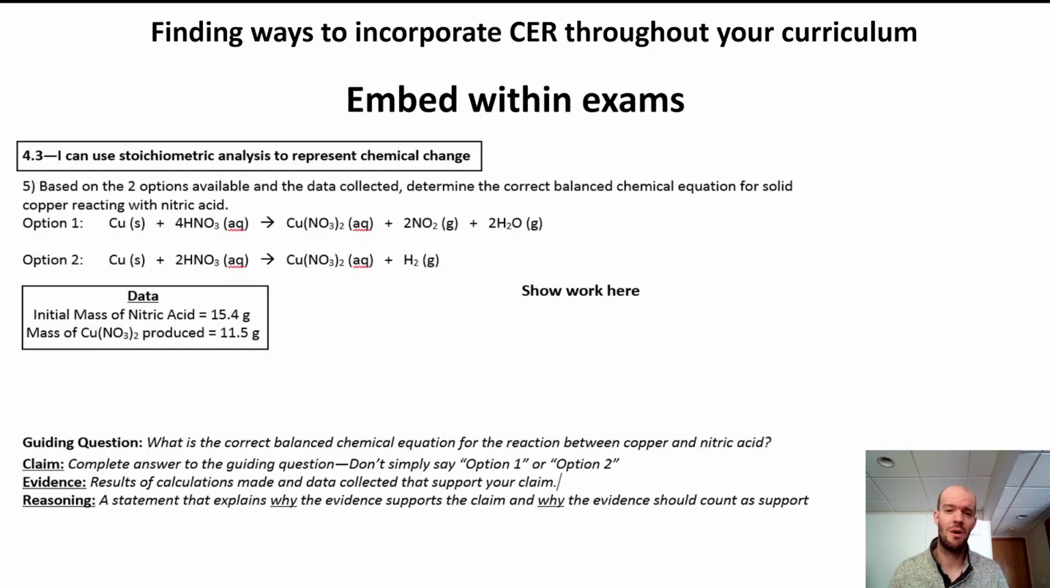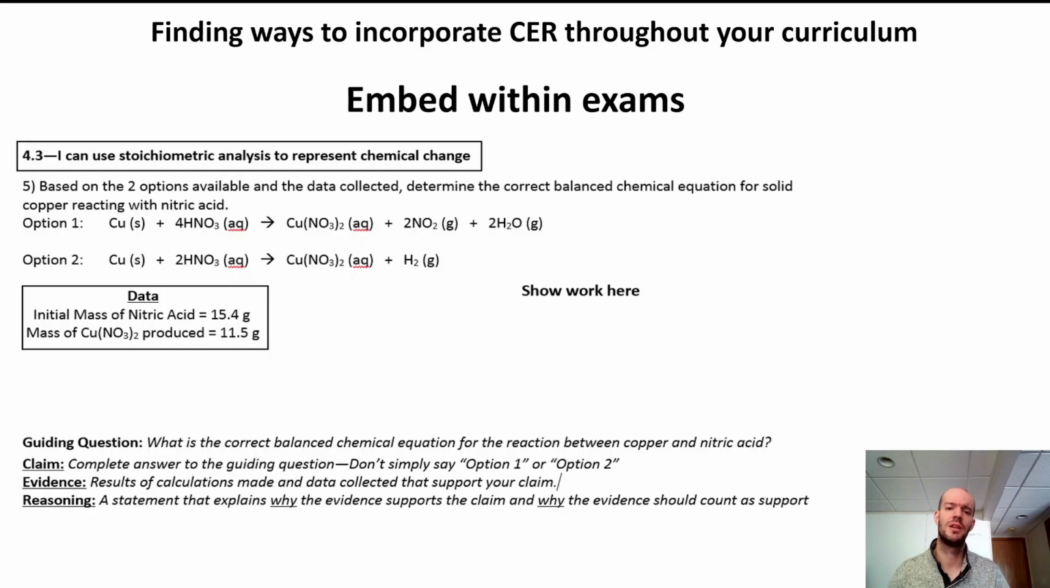In addition to that, I also like incorporating it into exams. And again, this is all about increasing exposure. So in the past, instead of just asking a more traditional stoichiometry problem, I might ask them something like this, where I give them two options for what a chemical equation could be. And I give them the necessary data. I give them a guiding question just saying, well, look, based on this data, what's the balanced chemical equation for the reaction between copper and nitric acid?